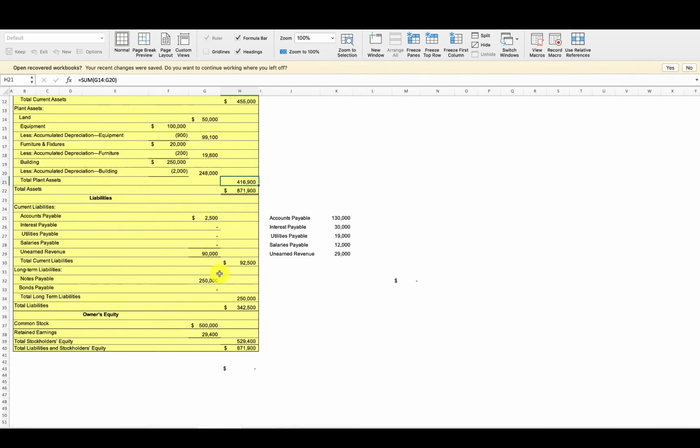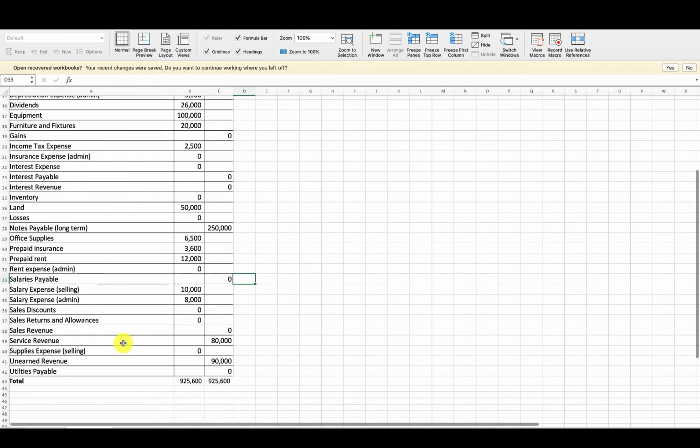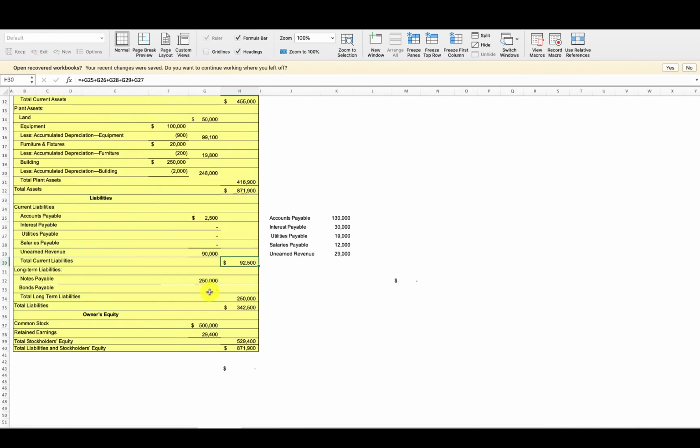So my total current liabilities is 2,500 plus 90,000, which is 92,500. I go to my long-term liabilities, notes payable and bonds payable. Bonds payable is 0, so I go to the trial balance and get notes payable. Notes payable is 250,000. So now I have 250,000 plus 0, which is 250,000 for total long-term liabilities. I take my current liabilities and my long-term liabilities, add them together to get my total liabilities of 342,500.